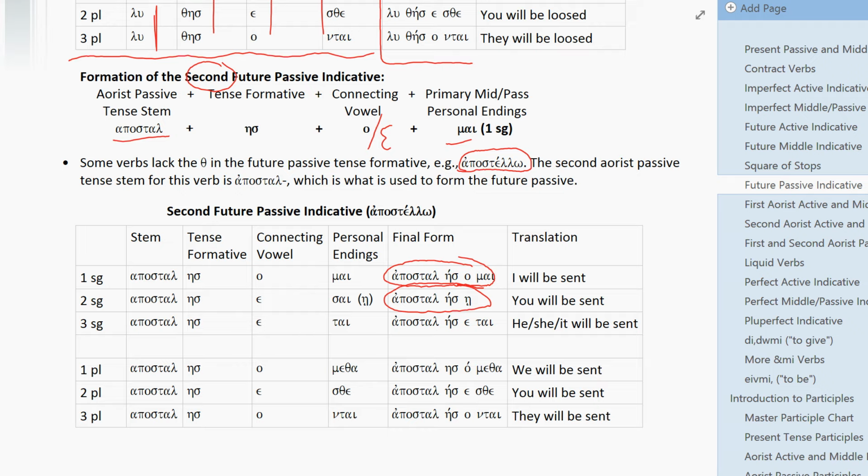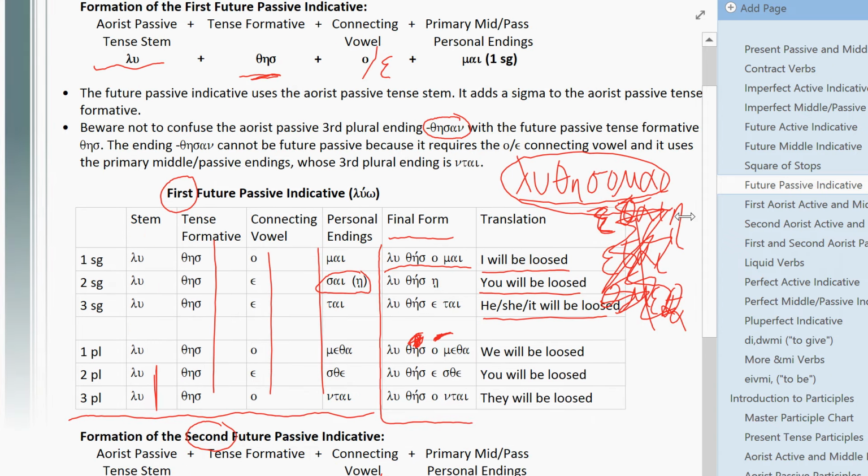So if you look at these final forms, apostalesomai, apostalese, etc., it translates the same. So there's no difference in translation or anything like that. It's just that some verbs drop the theta, that's all. And I'm calling those the second future passive. You could just call them irregular, however you want to call them. But that's it. So remember that.